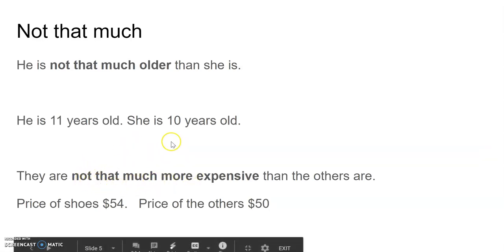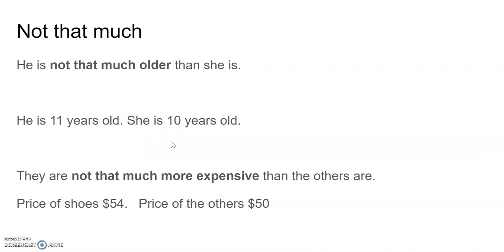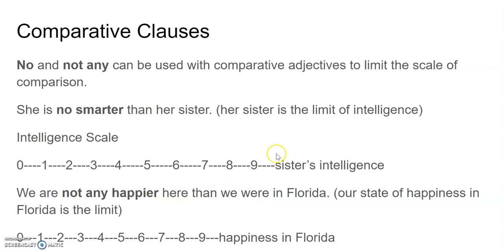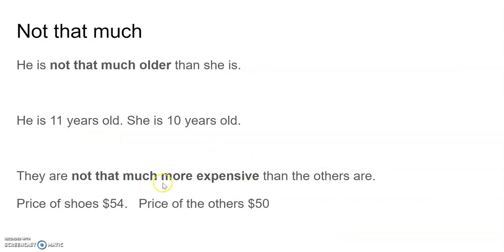So in this case, guys, we're just showing that there's a slight or very small difference, right? Very small difference. In the previous case, guys, we're showing that there's a limit, right? It's similar, but there's a limit, so it's not past that limit, right? And in this case, when we talk about not that much, we're showing that there is a difference, but it's very small.